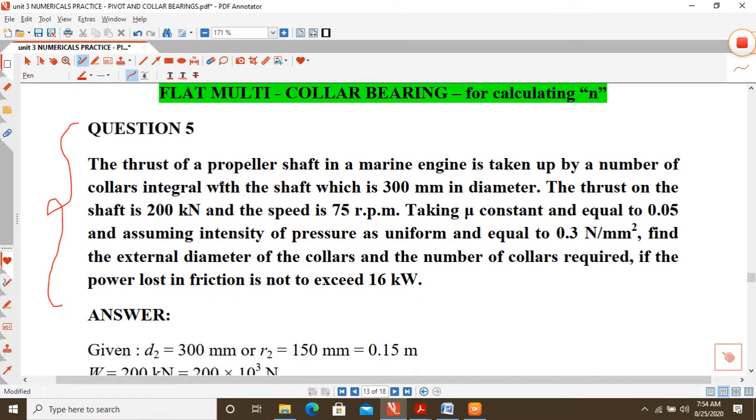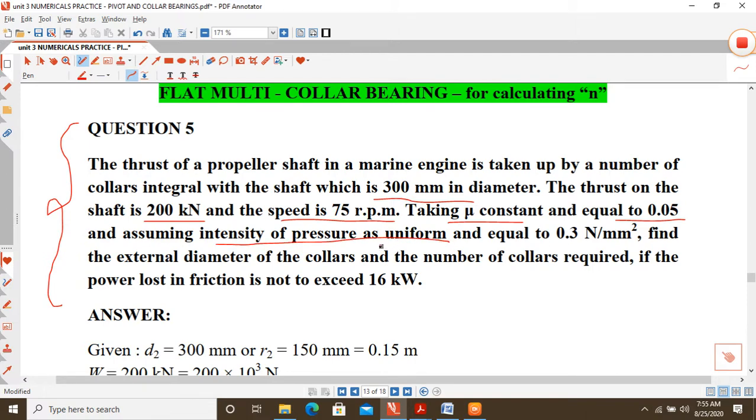Okay. The thrust of a propeller shaft in a marine engine is taken up by a number of collars integral with the shaft, which is 300 mm in diameter. So the dimension of the shaft is given, that is 300 mm. The thrust on the shaft is 200 kilonewton. This is the load transmitted by the shaft, that is 200 kilonewton, and the speed is 75 rpm. Taking mu constant, that is, coefficient of friction is taken as constant and its value is equal to 0.05, and assuming intensity of pressure as uniform.